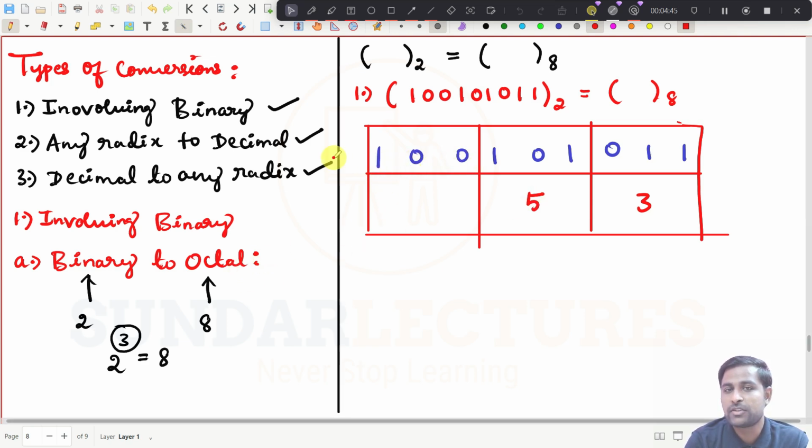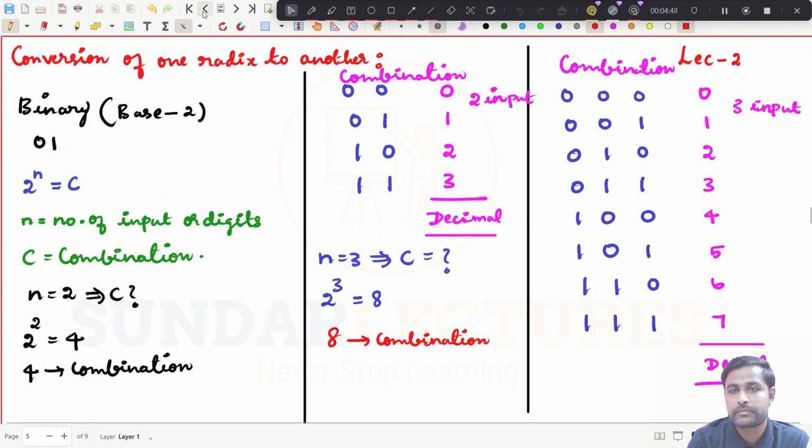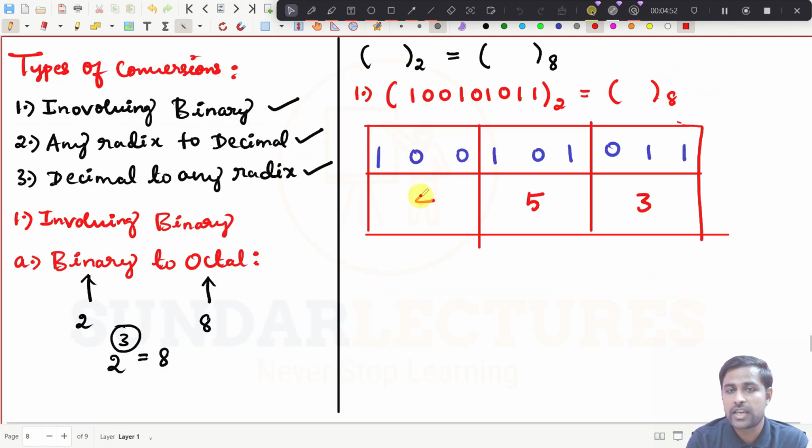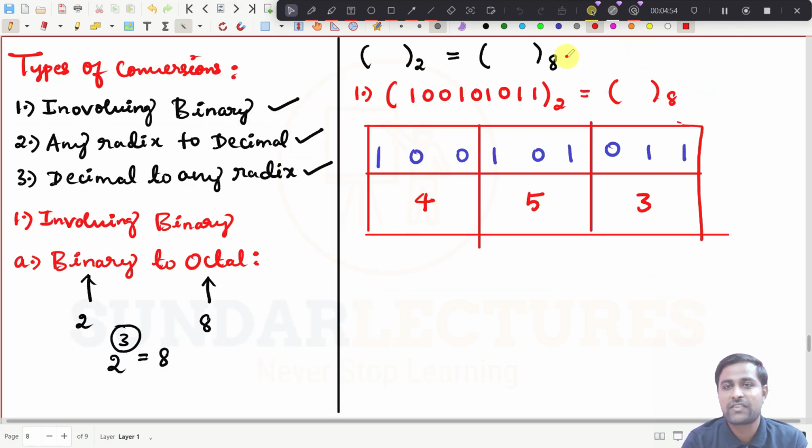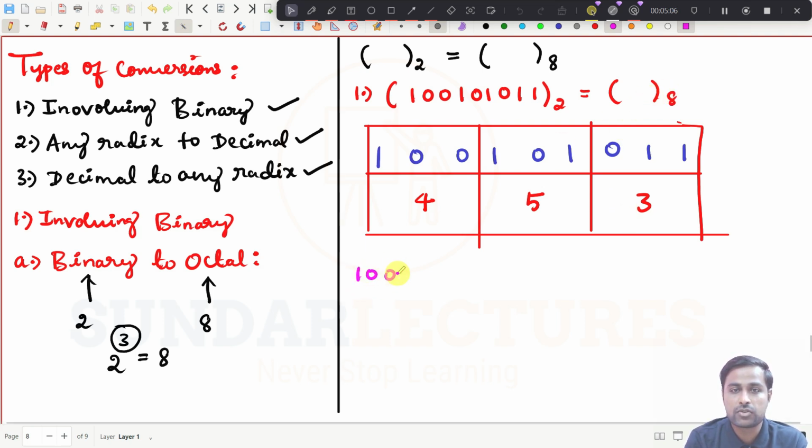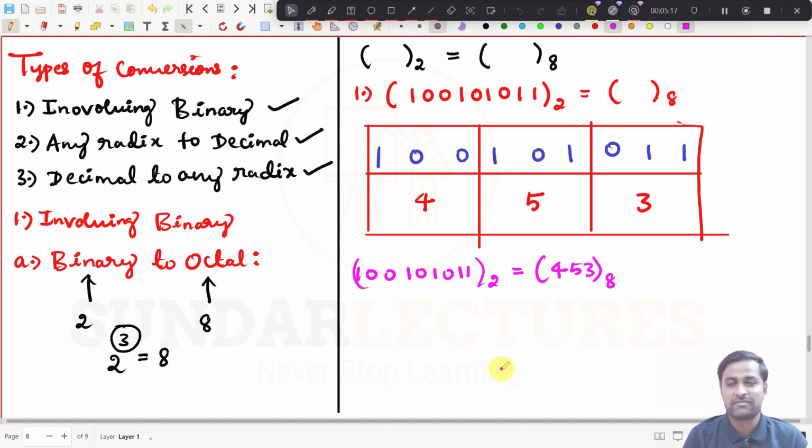And what is 100? It is 4. So you put 4 here. That's all. We have converted. This 453 is nothing but the octal value. So the answer is 100101011 at the base of 2, which is equivalent to 453 at the base of 8.